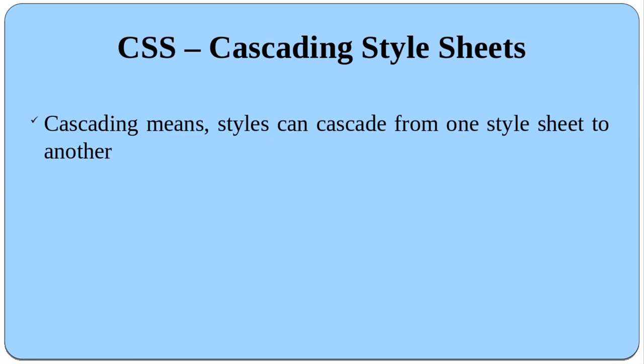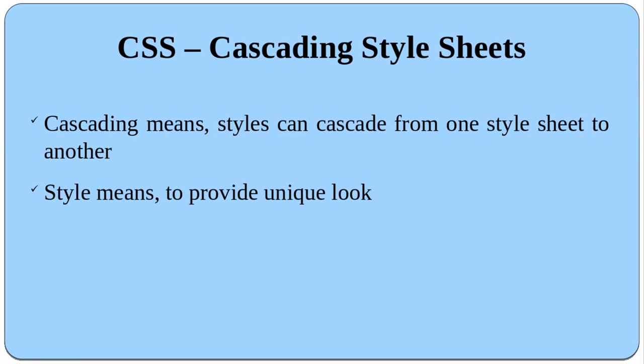Cascading style sheets. Cascading means styles can cascade from one style sheet to another to use multiple style sheets so that we can present our web pages uniquely. Style means to provide unique look by modifying the default properties of HTML elements. Sheets means we can place all CSS code in a file with .css extension to use it in multiple HTML documents.